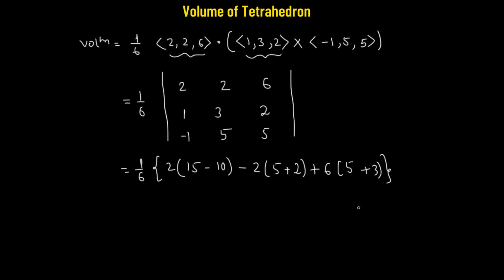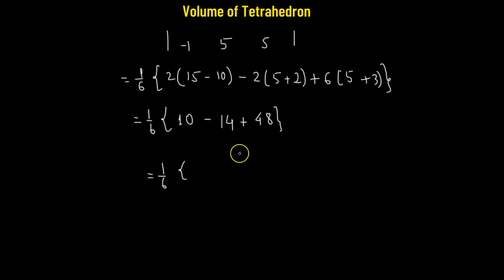So we will have 1/6 of 2 times 15 minus 10, so that's 5, so this will be 10. Minus, so 5 plus 2 is 7, so 7 times 2 is 14. Plus 5 plus 3, so that's 8, 8 times 6, 48. So this will be 44, or simply 22 over 3. So this is going to be the volume of the tetrahedron.